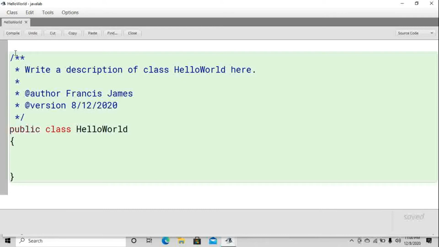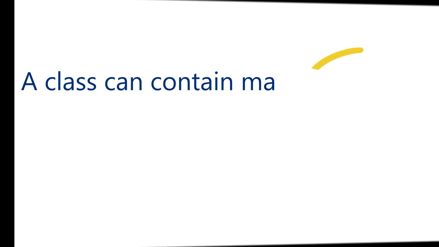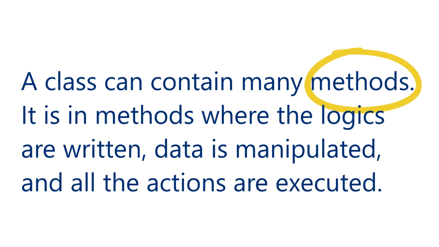Now we have got a class HelloWorld and we need to create a main method, and this will fire off your program code. And here I'm going to type the main method. A method is basically a behavior. A class can contain many methods. It is in methods where the logic is written, data is manipulated, and all the actions are executed.